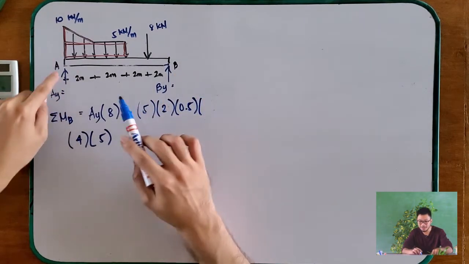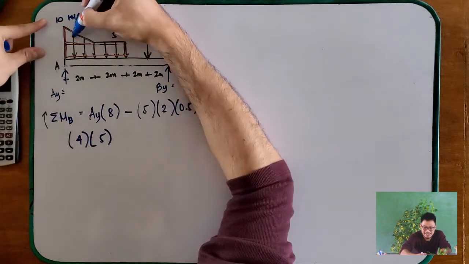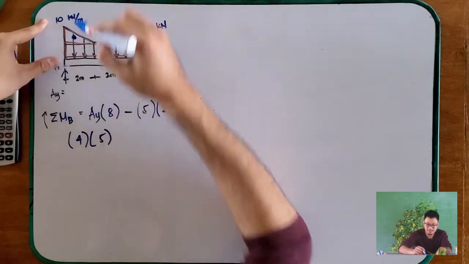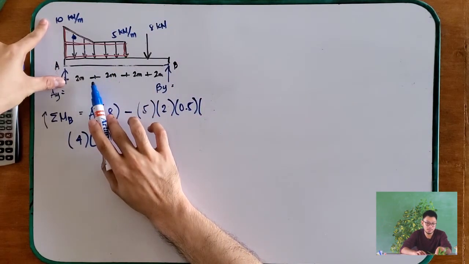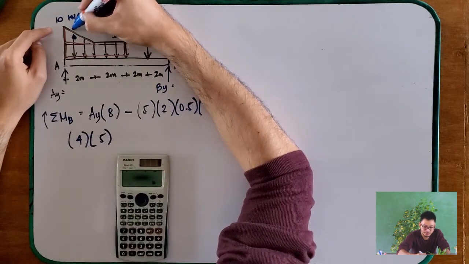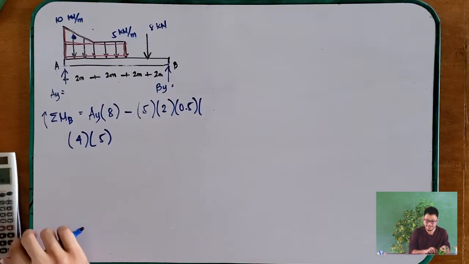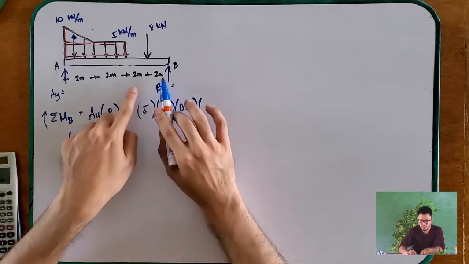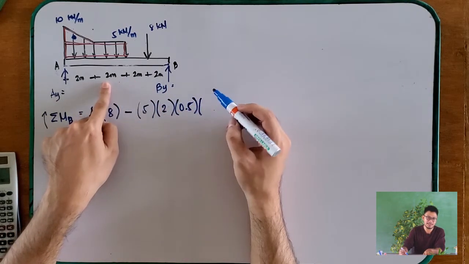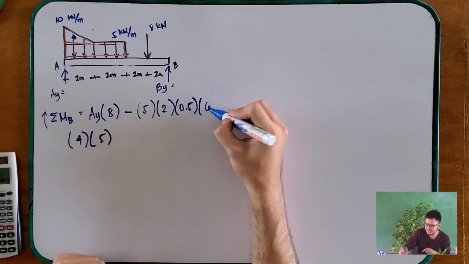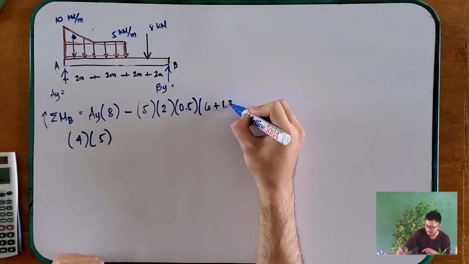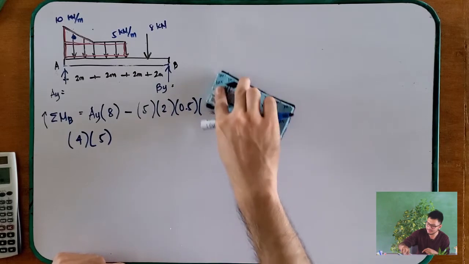For our triangle, the centroid is there, and that is 1/3 of our 2. From here, that is 2/3. So, what is 2/3 of our 2? 1.3333. So, 2, 4, 6. 6 plus 1.333 is 7.333. Okay? Moment arm.